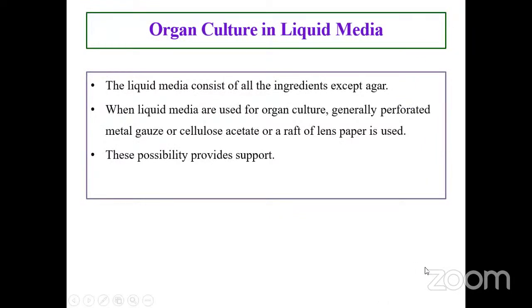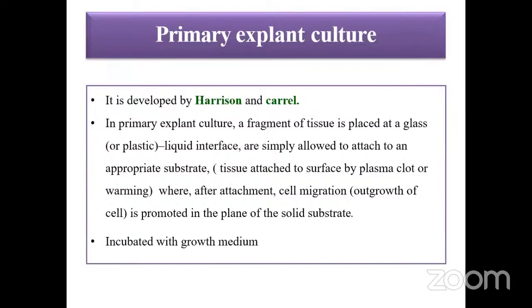Then organ culture in the liquid medium. So this is about the support, that is solid medium. Now we can also perform the culturing in liquid medium. So the liquid medium consists of all the ingredients except agar. So there is no raft or no support here. When liquid medium is used for organ culture, generally a metal gauze or cellulose acetate or a raft of lens paper is used. So this is mainly for the nutrients, which are usually generated in the 3-dimensional way, okay, in the liquid culture.